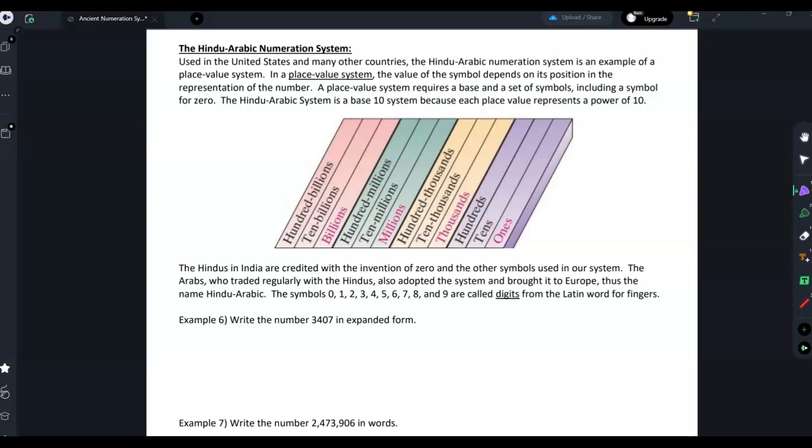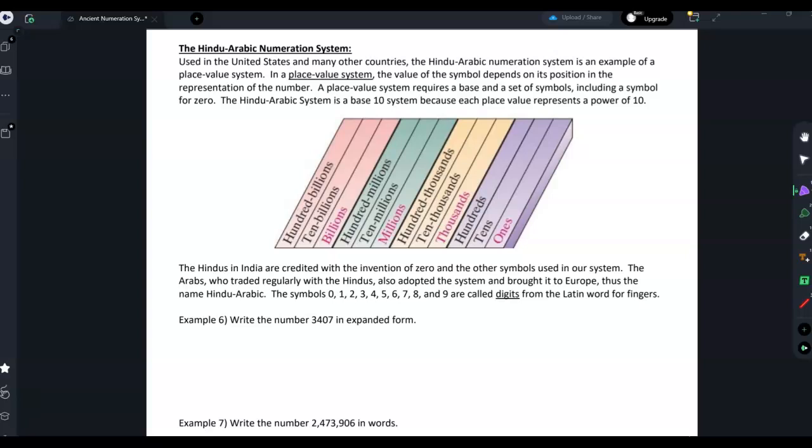The next numeration system that we're going to discuss is one called the Hindu-Arabic numeration system. So I'm wondering if you're familiar with this system. And the answer, of course, should be yes. If you are not aware, the Hindu-Arabic numeration system is the one currently in use in the United States and in most places around the world.